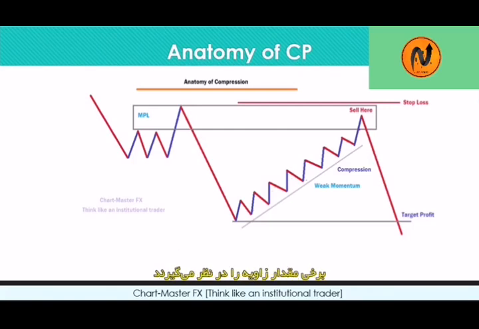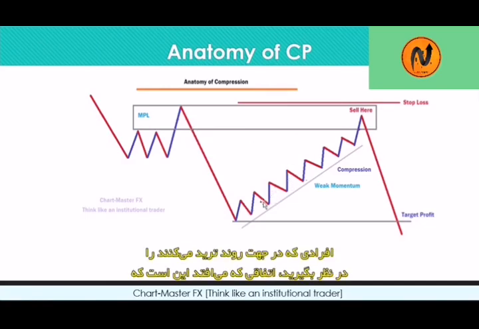Some use degrees. If you draw your line here, connecting the compression, and you look at the angle, this angle should be less than 45 degrees. This is how other people define compression. The theory of compression is that the buy orders are being consumed here as the price is approaching a valid supply.